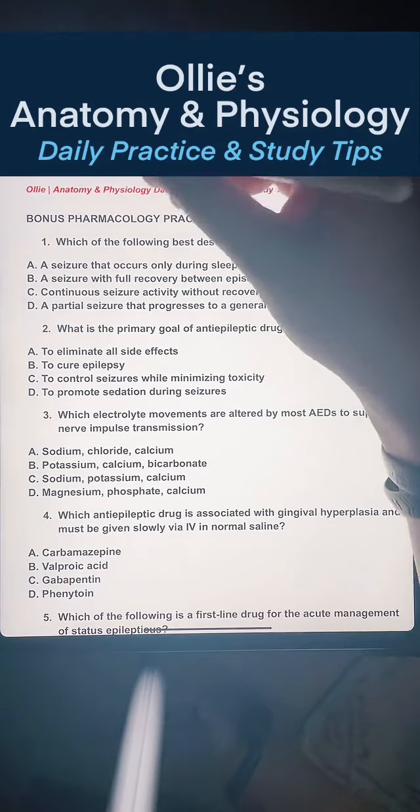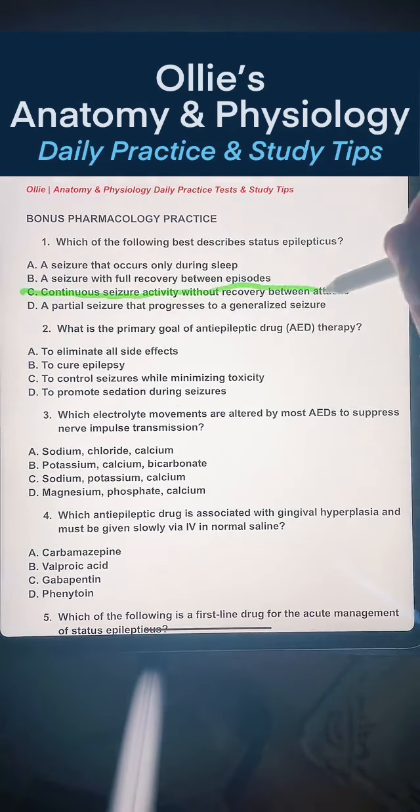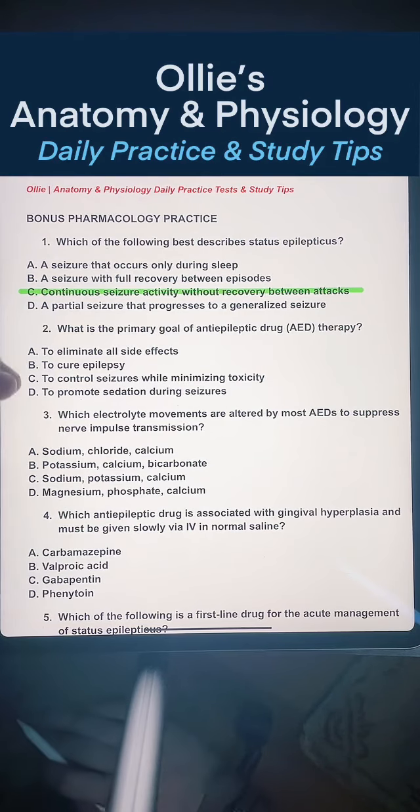But number one, the answer is C. It is a continuous seizure activity without recovery between attacks. So status epilepticus is a neurological emergency where you have continuous seizures that last more than 5 minutes, or you have repeated seizures without full recovery.